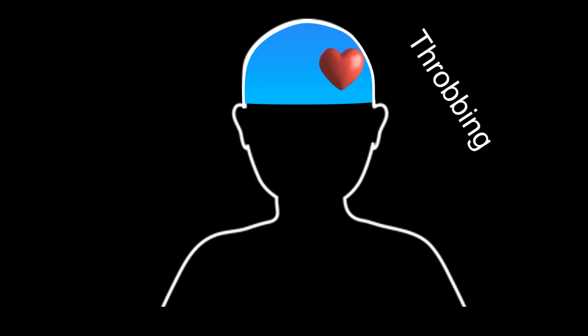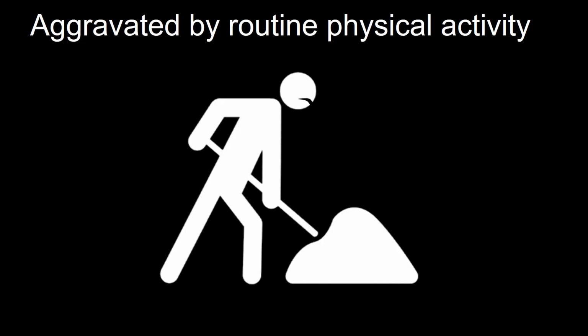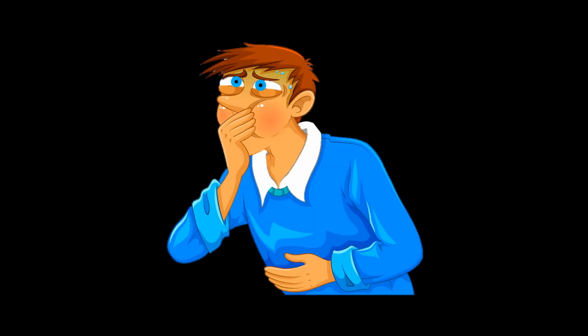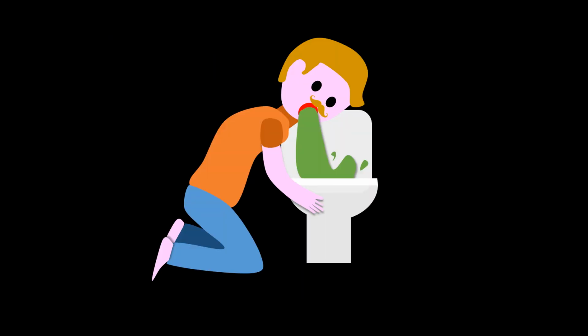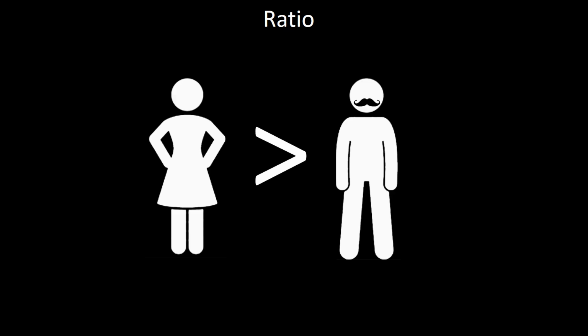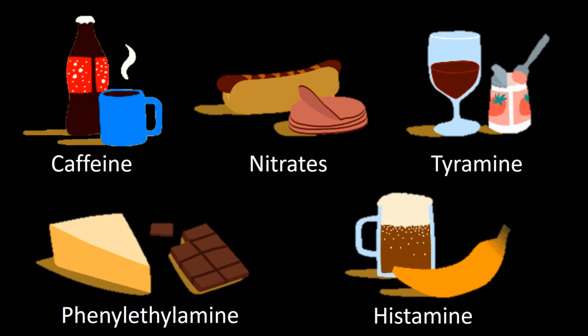Migraine headaches are described as pounding or throbbing. They are aggravated by routine physical activity. The headaches are often associated with nausea and vomiting. Females are more often affected than males. Migraine is often triggered or exacerbated by certain food and drinks. Stop the video and learn the food groups in this frame. Red wine is by far the most common offender.